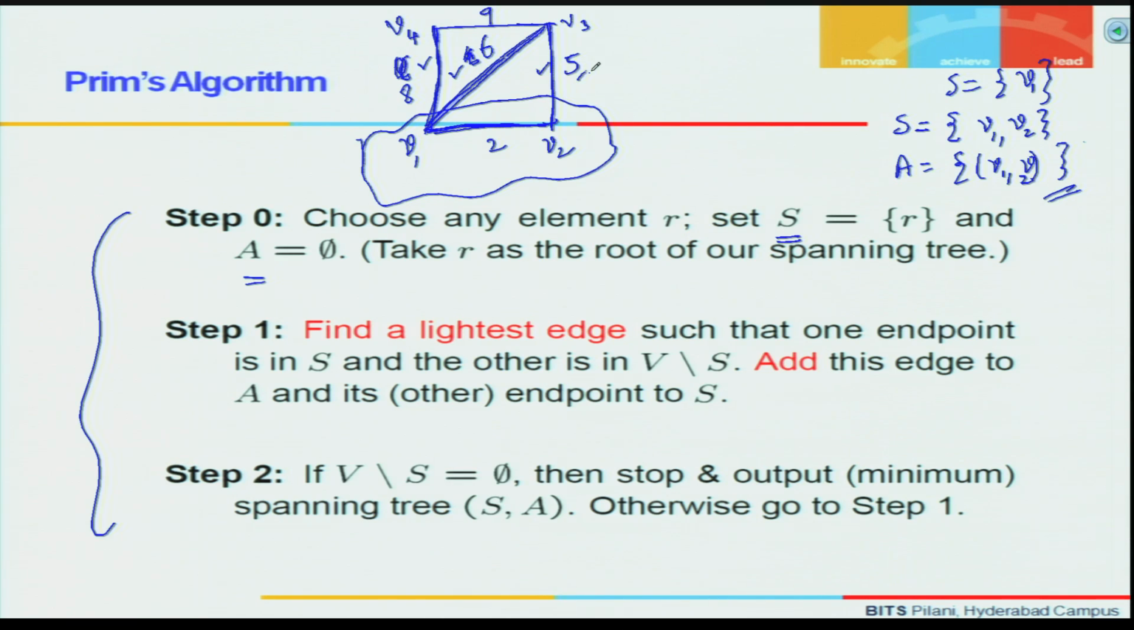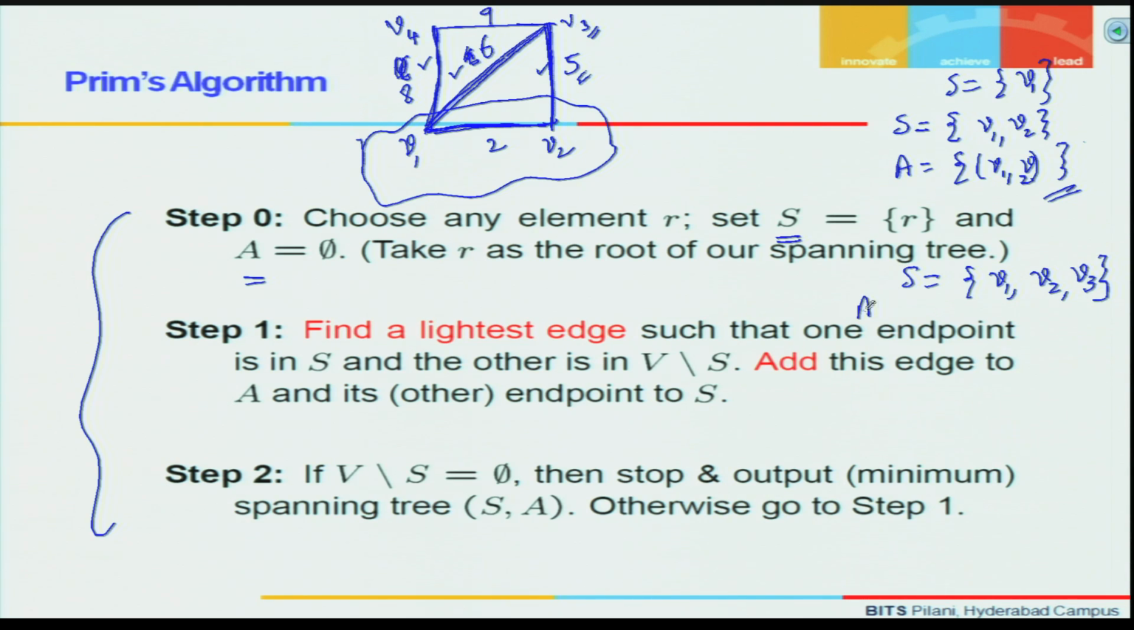In our case it happens to be 5, isn't it? 8, 6, 5. 5 is the minimum weighted edge. So take this particular vertex, that is V3, into your S. In this step, now S becomes V1, V2, V3. This is your S, and put this particular edge also, because 5 is the minimum among 8, 6, 5. Put the edge V2 V3 in A.